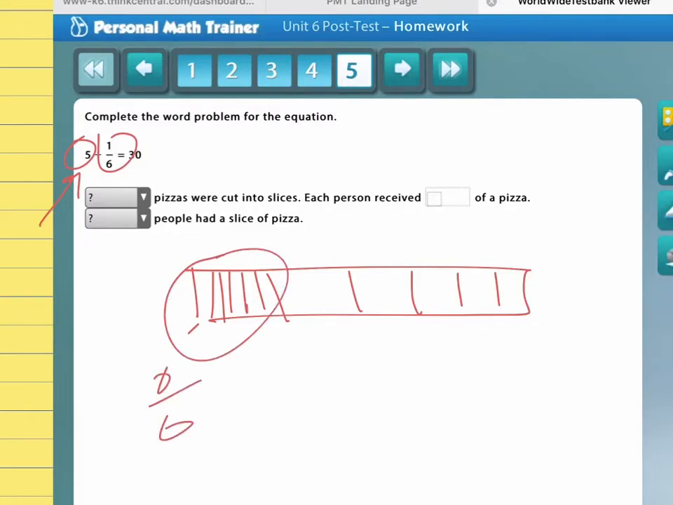So if we take 5 wholes and subtract 1/6, how many times will we be able to do that? Well, we can do it 6 times here, 6 times here, 6 times, 6 times, 6 times, and 6 times, and that's a total of 30 times.